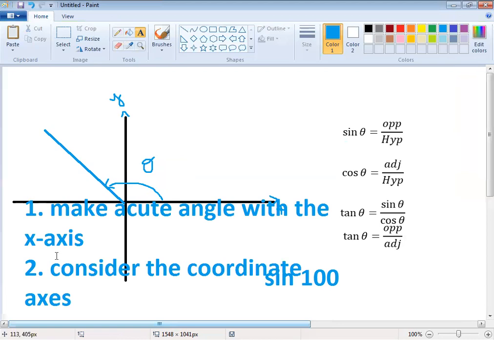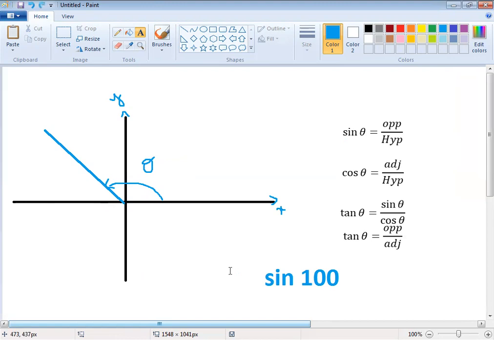Make an acute angle with the x-axis and consider the coordinate axis. What does that mean? Both things will become clear. Note it down. I'll erase it right now so you understand the entire figure. What is the coordinate axis? The common name for the x and y axis together is the coordinate axis. So if you do these two things, you will be able to figure out all the ratios.